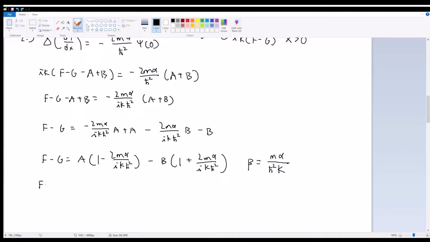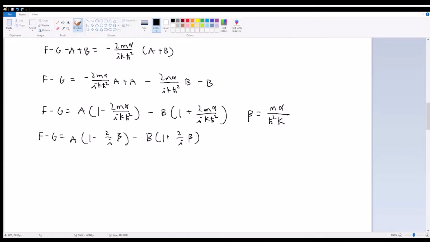So if we do that, then f minus g is going to equal a times 1 minus 2 over i multiplied by beta, subtracted by b, multiplied by 1 plus 2 over i, multiplied by beta. And then, for convention's sake, we always put imaginary values in the numerators, so what we really have is f minus g is equal to a times 1 plus 2i beta, subtracted by b times 1 minus 2i beta. And that is our condition 2.